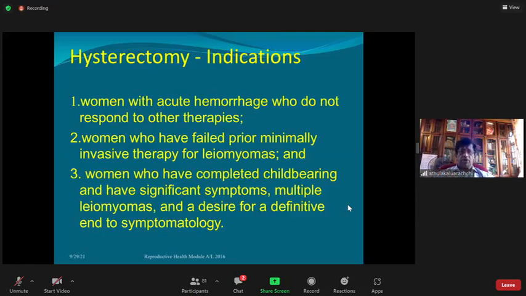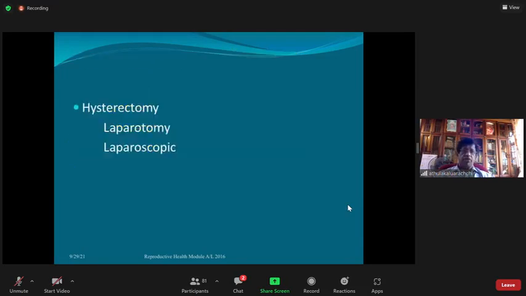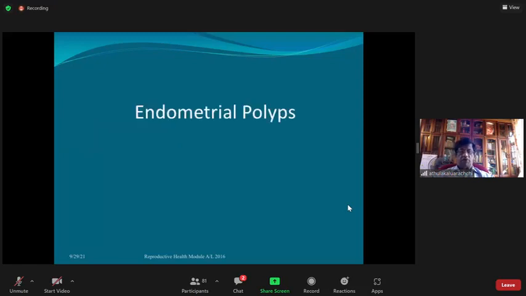Okay, so hysterectomy, I said, is for if you don't want children, if you have 50 fibroids in your uterus, just think of doing a hysterectomy. Very often, if there are multiple big fibroids, it will be an abdominal hysterectomy, or sometimes you can do it through the laparoscope.